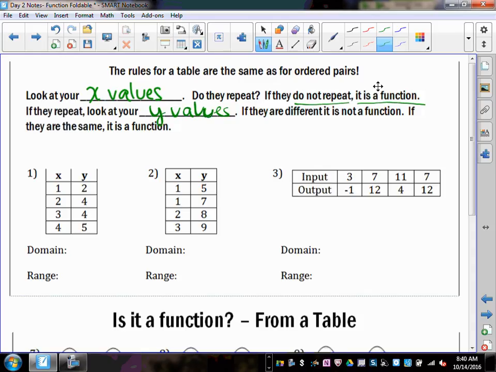If they are different, it is not a function. If they are the same, it is a function. So exact same rules as before, because it's listing the same information, it's just listing it in a different format.